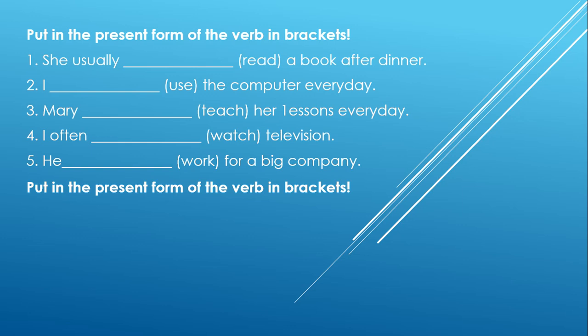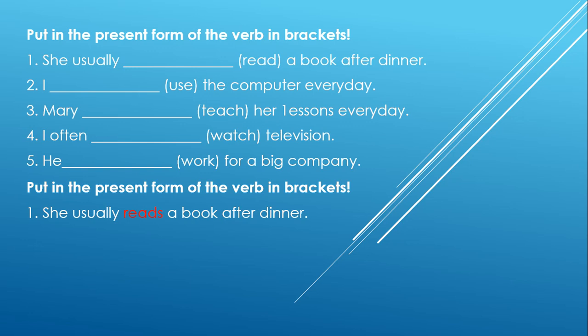Right, guys, did you get them all right? Okay, now I'm going to show you the correct answers to the exercise. Number one, she usually reads a book after dinner. So you can pay attention to the main verb, which is in red. As you can see, in the first sentence, the main verb is added with s at the end because the subject of the sentence is third singular person, she.